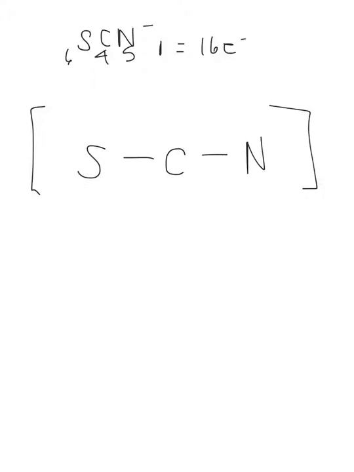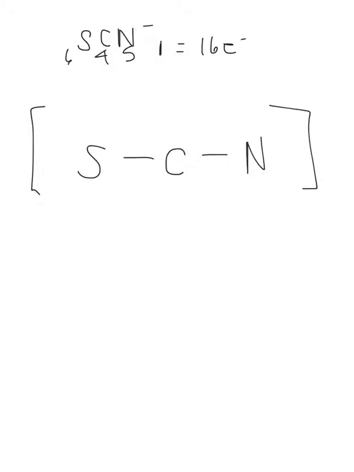Let's take a minute to touch base about formal charges and Lewis structures. In this video, we're going to go through the structure for the thiocyanate ion, or SCN-. So if we have SCN-, this means we have a total of 16 valence electrons.